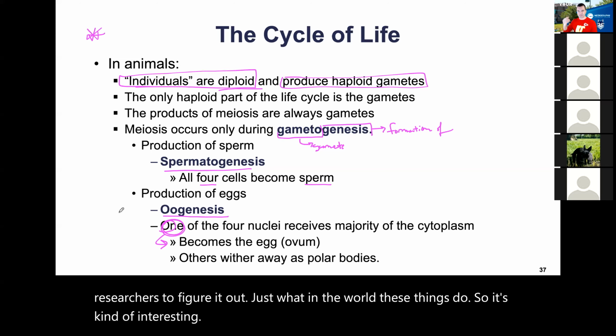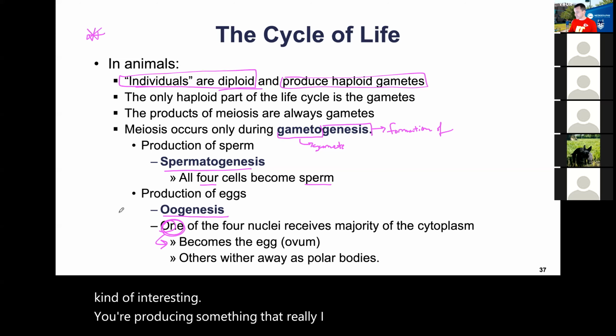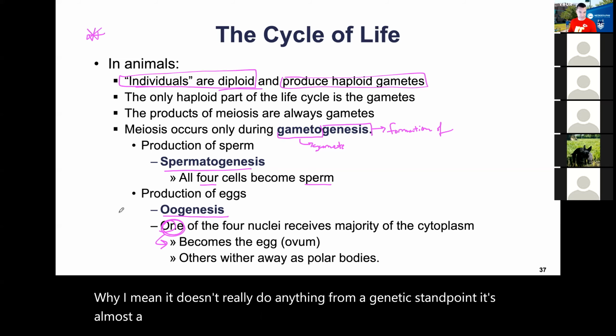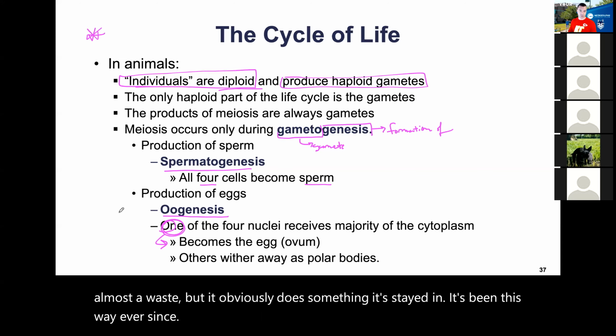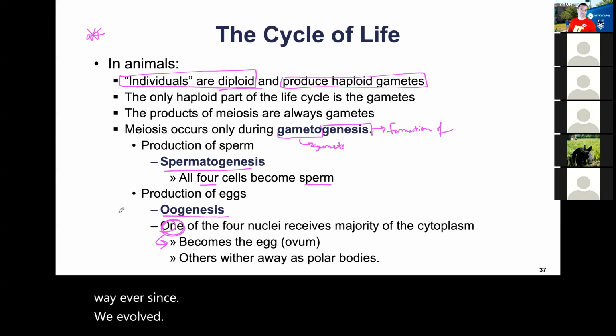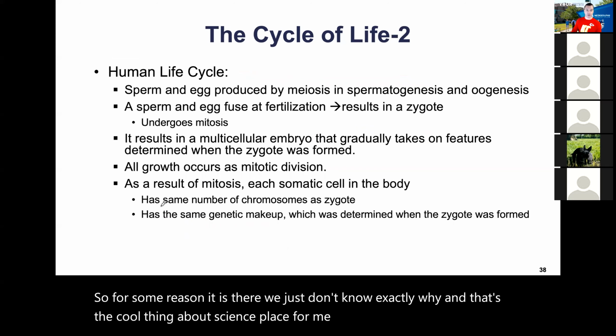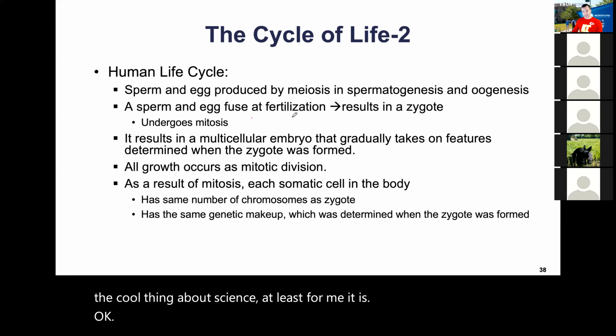You're producing something that really, why? It doesn't really do anything. From a genetic standpoint, it's almost a waste. But it obviously does something. It's stayed in, it's been this way ever since we evolved. So for some reason it is there. We just don't know exactly why. And that's the cool thing about science. At least for me it is. Okay. Sperm and egg come together at fertilization, and that results in a zygote.